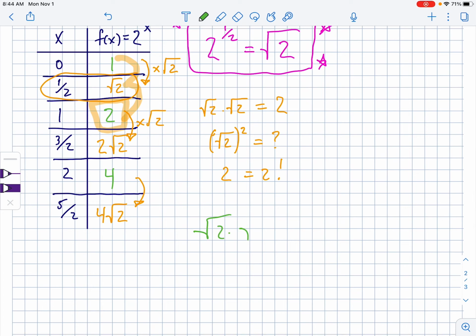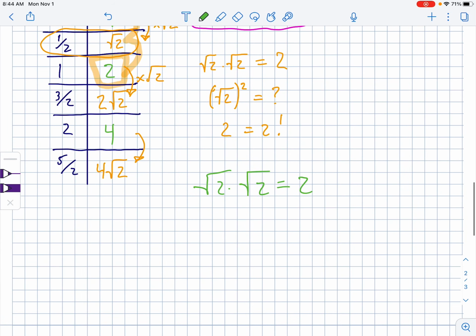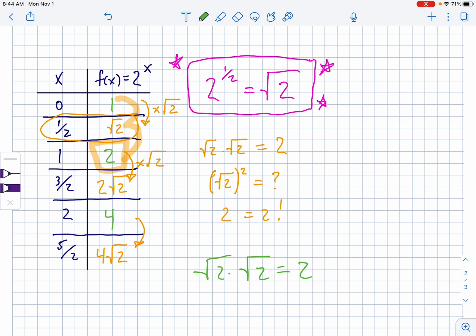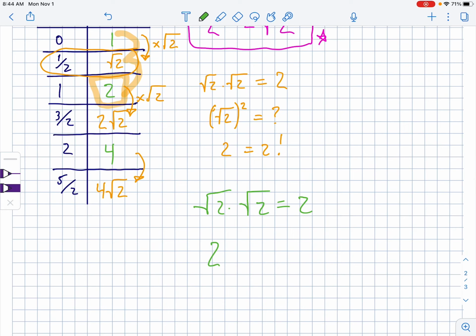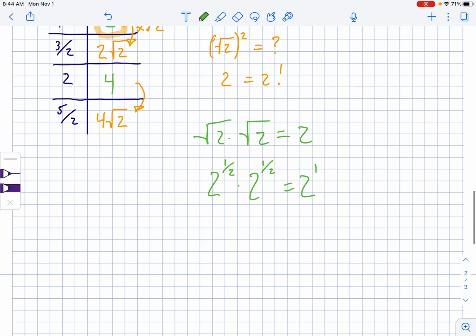If you have the square root of 2 times the square root of 2 equaling 2, we know from the thing where we put stars around it that square root of 2 is the same thing as 2 to the 1/2 times 2 to the 1/2, and this equals 2 to the 1 power. Does this make sense? Yes. When you have the same base and you're multiplying, you can add their powers. So this becomes 2 to the 1/2 plus 1/2, which is equal to 2 to the 1, and you get 2 to the 1 is equal to 2 to the 1. So it works using our exponent properties.